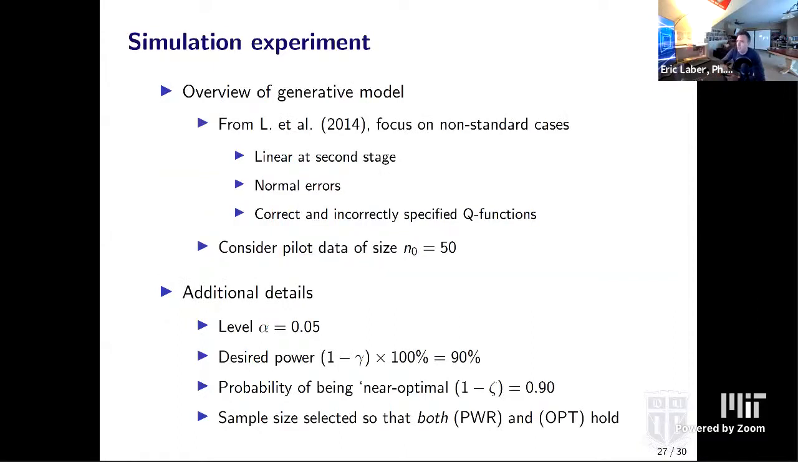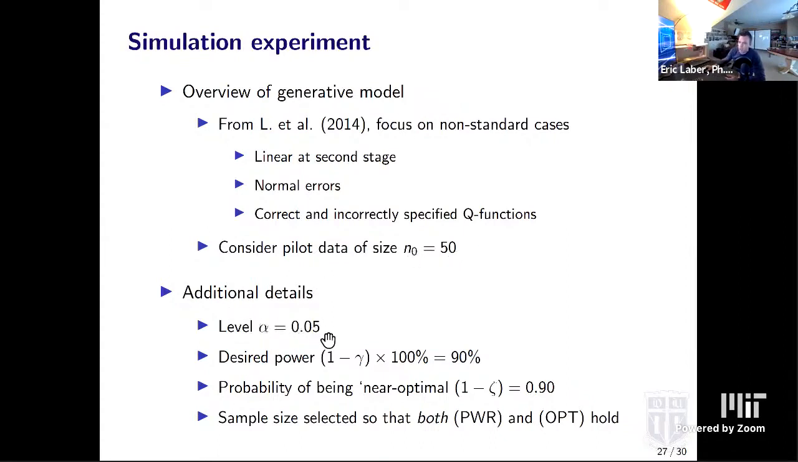The idea here is that we're trying to take the worst case. So we're taking these non-standard cases where we expect standard methods to perform poorly. We look at a model that's linear at the second stage, has normal errors. The Q functions are both correctly and incorrectly specified. We look at a pilot data set of size 50. Generally, the combined sample size of the pilot and what you need is much, much smaller than what you would use in two trials.